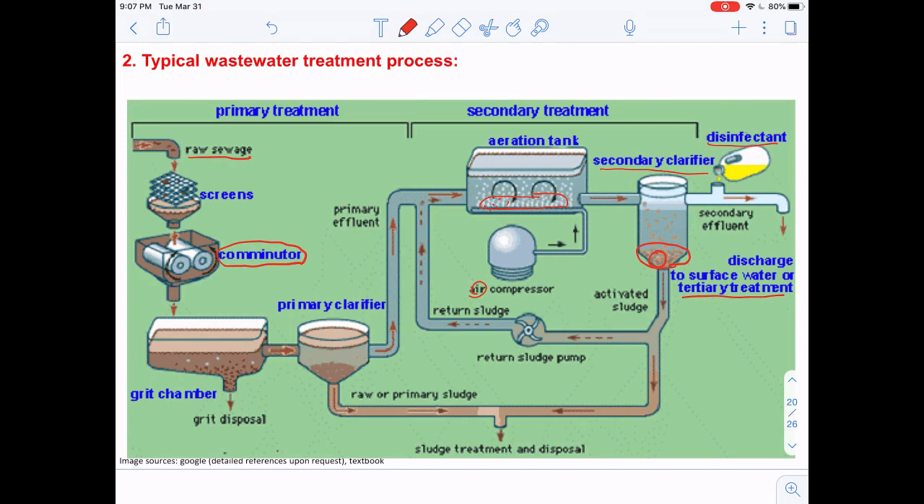So one thing we need to note is that, although we're separating this entire process as a primary treatment and secondary treatment, inside the primary treatment, people will also categorize these three processes as the pre-treatment. So this really depends on the definition of the treatment processes. According to our textbook, these processes are called the pre-treatment, while the primary treatment is just this primary clarifier here, while the secondary treatment will include the aeration tank, secondary clarifier, and also the activated sludge process. Okay.